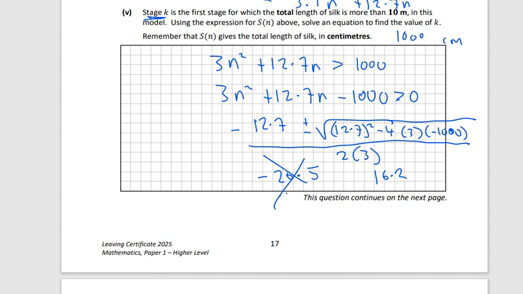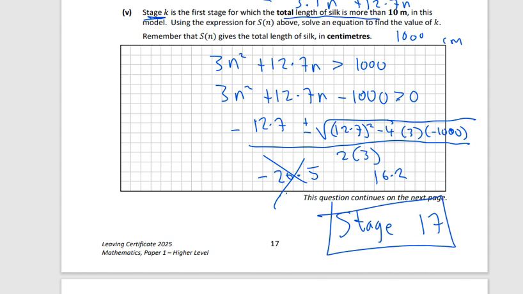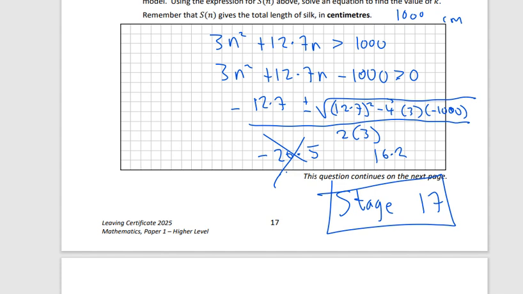And the other one is 16.2, but we want the first stage that it will be above 10 meters. So you can't have stage 16.2, but stage 16 wouldn't be quite there. Stage 16 wouldn't have a total length of silk more than 10 meters, so it has to be stage 17. So we just round up. So 17 is the first stage where the total length of silk is more than 10 meters.